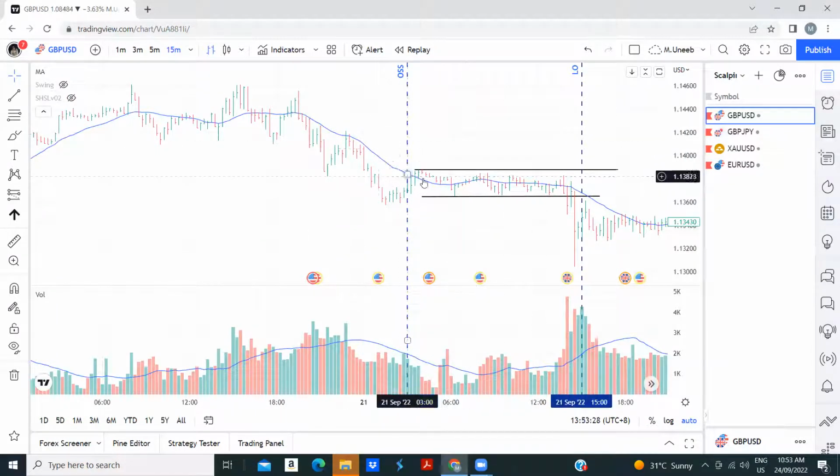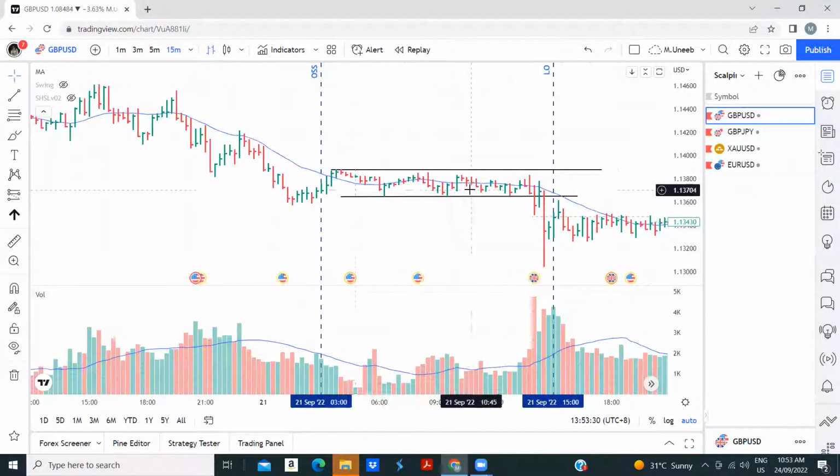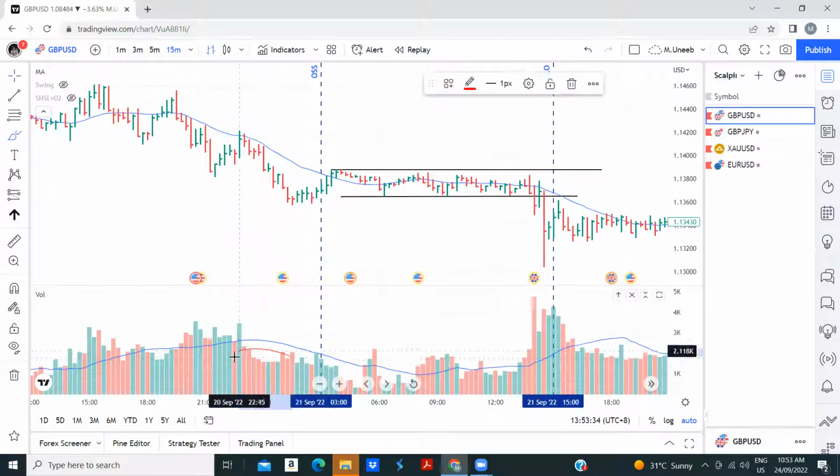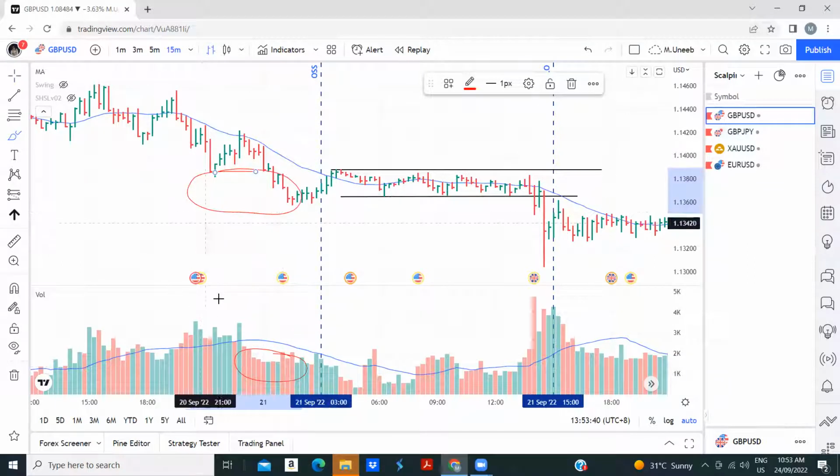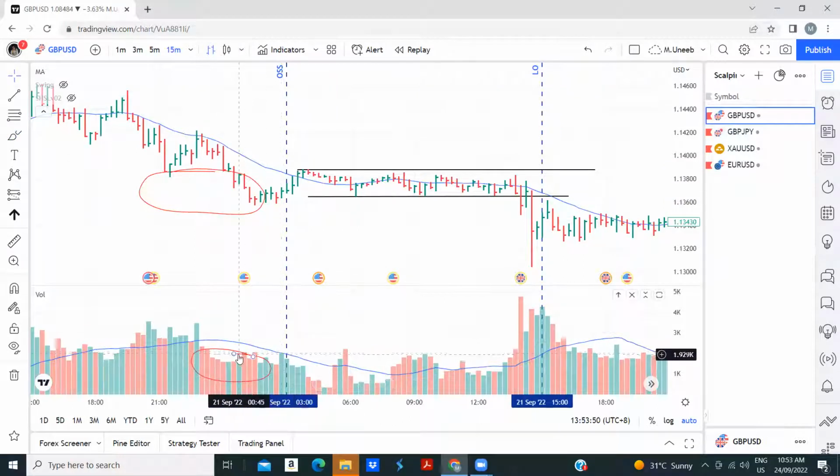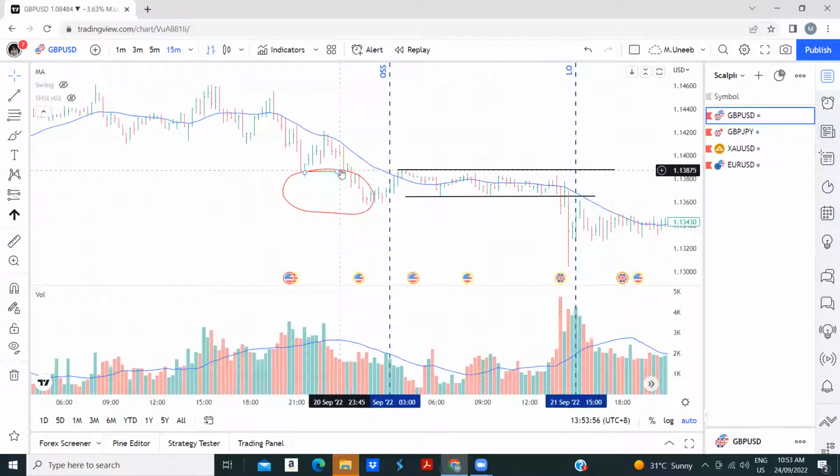Now, it could be that the price becomes an accumulation here, but I could not see any kind of high volume here, which I could say, okay, this is accumulation. So this can't be accumulation. Understand? See the volume. Can you see any high volume here? No. Okay, so this can't be accumulation.